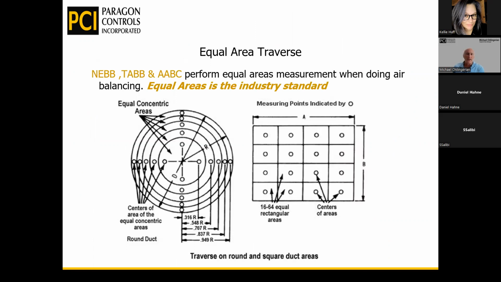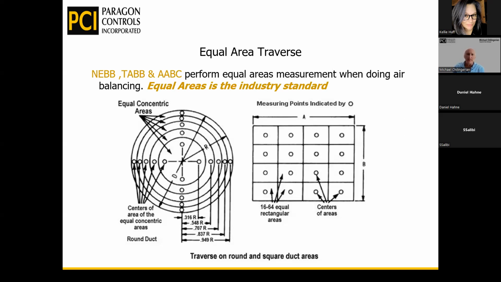In our HVAC world, equal areas is really the method for setting up sensors that's accepted most widely. And we're going to talk about another one in a minute. But whether it's NEBB, TAB, AABC, or AMCA, they all talk about equal areas. And the idea behind equal areas is that whenever we do this type of work, we always want to find how to accurately measure what we're doing as best we can.